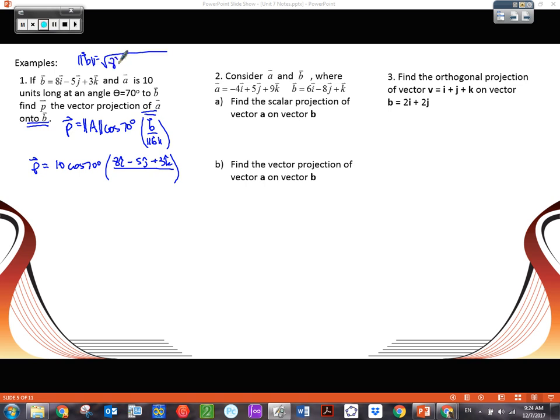So it'd be 8 squared plus negative 5 squared plus 3 squared, right? That's our magnitude. And I would have a calculator, so I find that, and that turns out to be the square root of 98. Okay, so that's the parts of the formula that I need to calculate my vector projection.